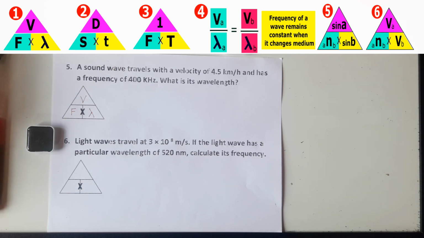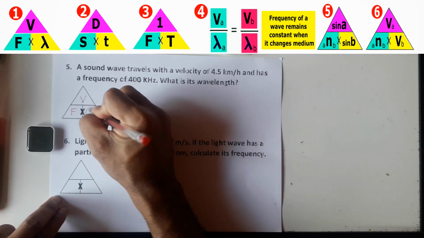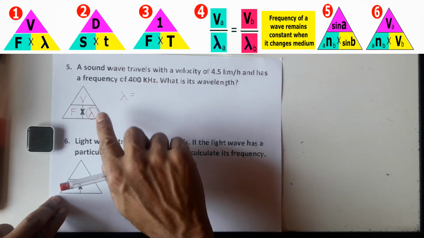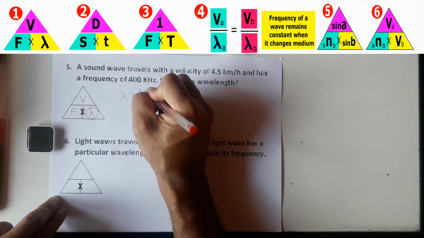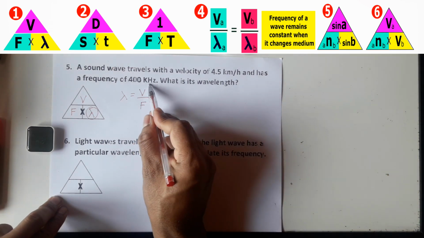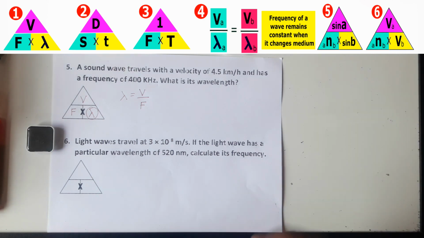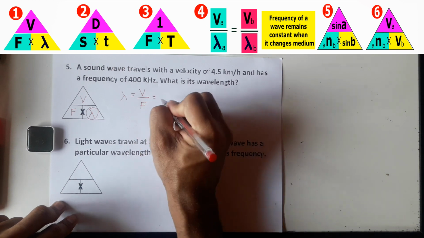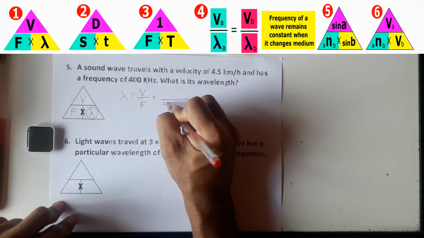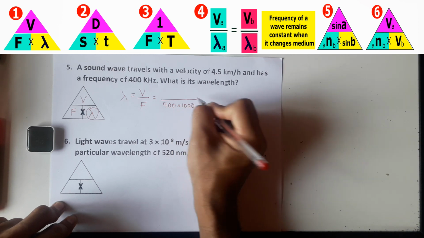The first one, it should be obvious. Remember what we're trying to do is find the wavelength. So let's put down the formula. If we block wavelength, we get velocity divided by frequency. Our frequency needs to be in hertz, not kilohertz. So for the frequency, the 400, remember kilo means you need to multiply by 1,000.